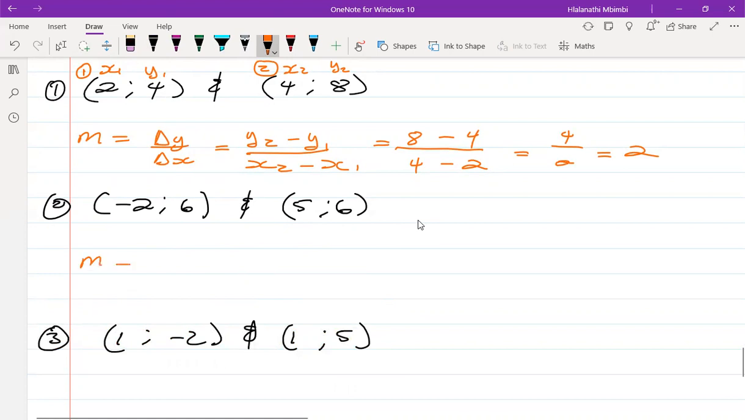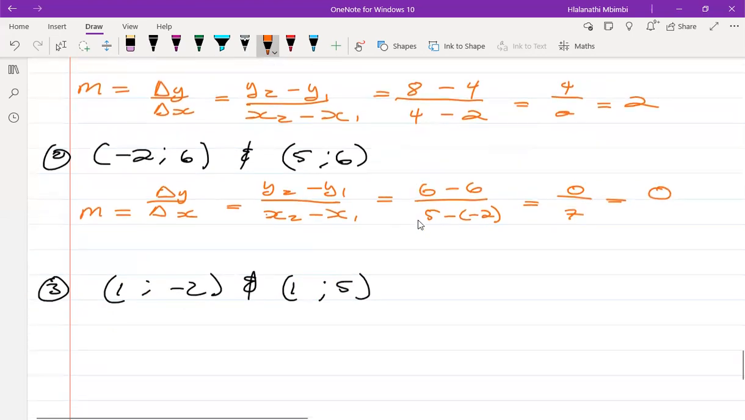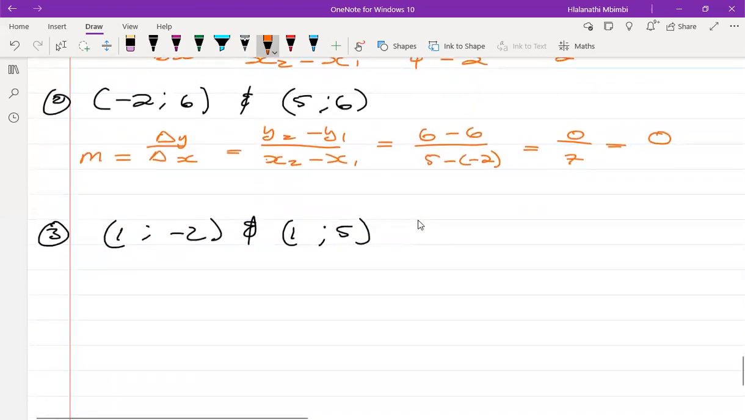So the gradient is equal to change in y over the change in x, which is y2 minus y1 divided by x2 minus x1. And that would give you what? 6 minus 6 divided by 5 minus negative 2. That would be 0 divided by 7. Boom. Our gradient is 0. Okay, let's go forward.